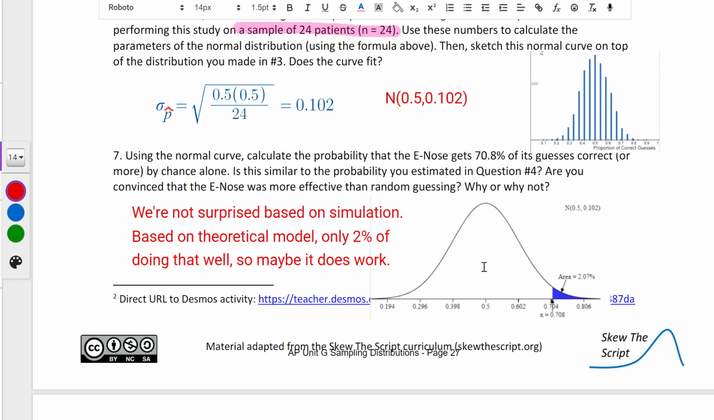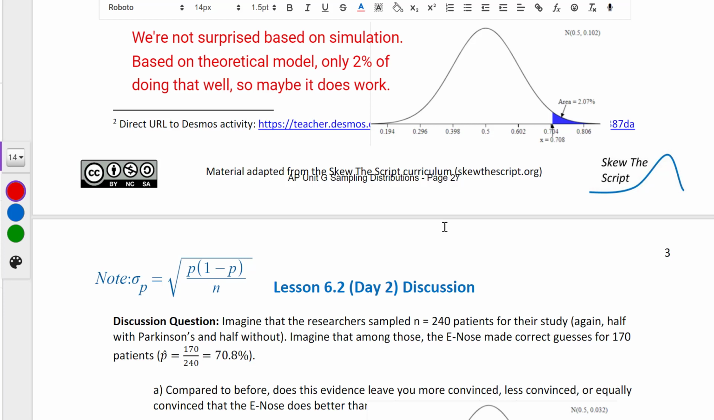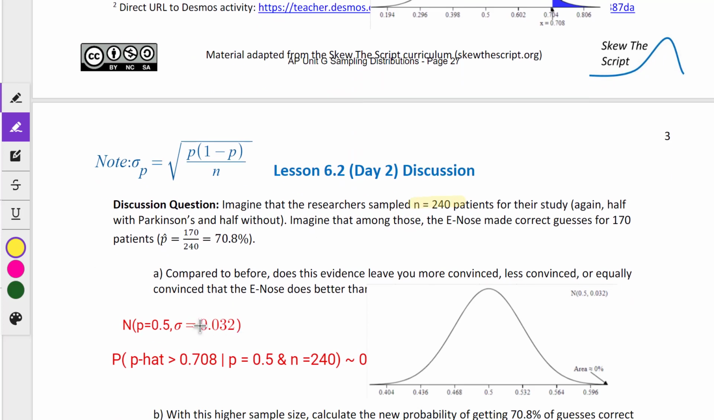All right, so now let's go ahead. A sample of 24 seems small, so we're going to recalculate and run it with a much larger sample of 240 patients. With n as 240, we need to calculate our new standard deviation, and you should get something like 0.0302. So it would be the square root of 0.5 times 1 minus 0.5 divided by 240 that gives you that. And I should make a note, this is the standard deviation of p hat, so I'm missing the p hat.